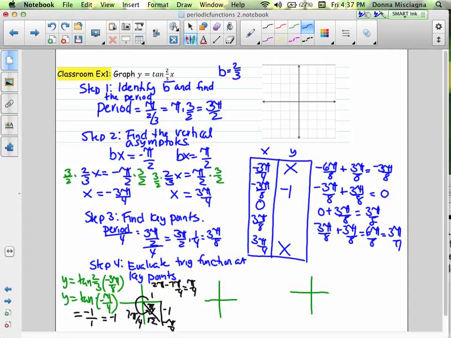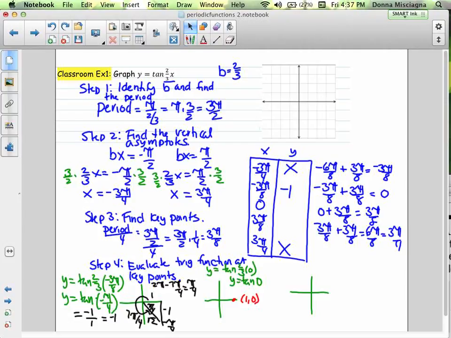Let's do the same thing over here. So we have y equals tangent of 2/3 times 0. Well, that's just going to be 0, right? Y equals tangent 0. So we're just going to evaluate what tangent is at 0. So this is this point right here, and that point there is (1, 0). Remember that tangent is y over x, so that's going to be 0 over 1. So this value here is just going to be 0. And let's get our last one.